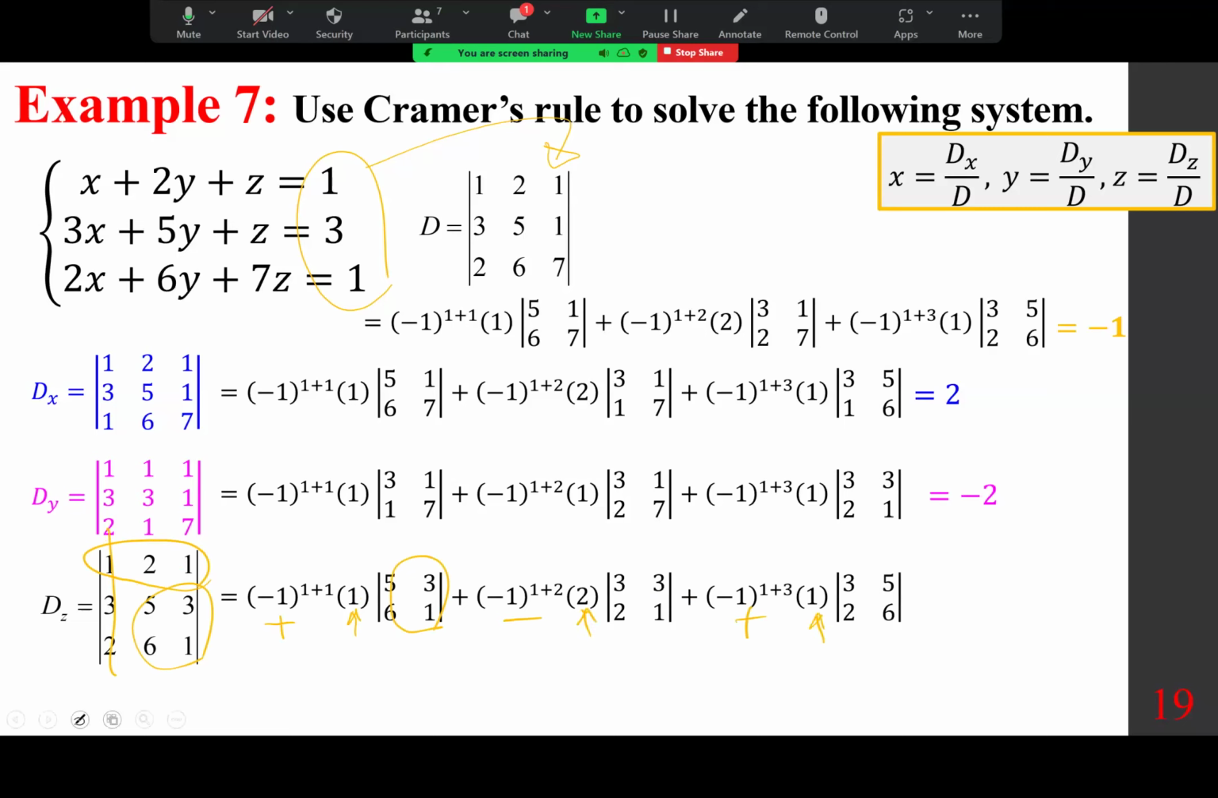That's the first row. Now, if I erase this one and this one, and go with this one, I get this one. If I erase this one and I go with this one, I get this one. And I do the math, and I end up with 1. So again, by doing the math, I mean the cross product, 5 times 1 minus 3 times 6, 3 times 1 minus 3 times 2, so on and so forth. You can do this.